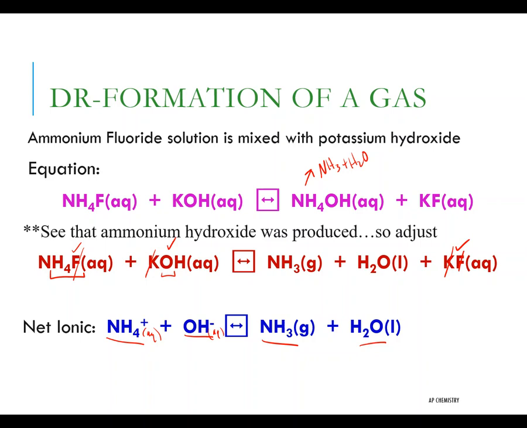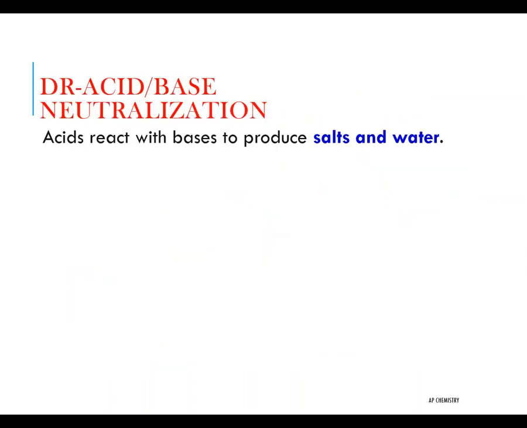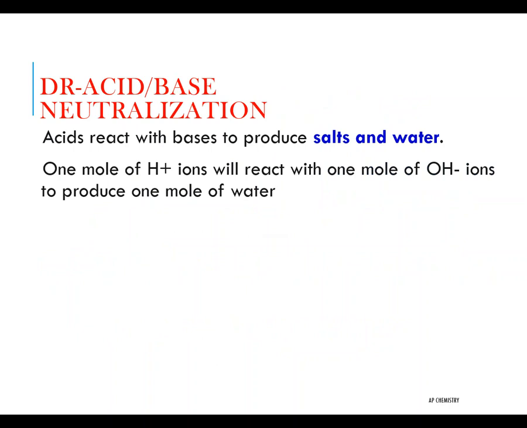Solubility rules, looking at strong acids. These are the ways to know what you need to break apart and what you need to look for canceling for spectator ions. Acids and bases. We know that the acid reacts with the base to produce salt and water. 1 mole of the H plus ions will react with 1 mole of the hydroxide ions to produce 1 mole of water. That's the basic net ionic for neutralization.